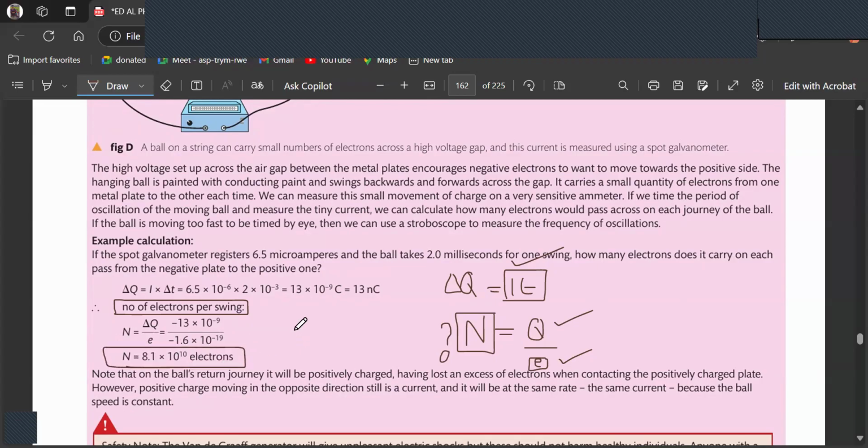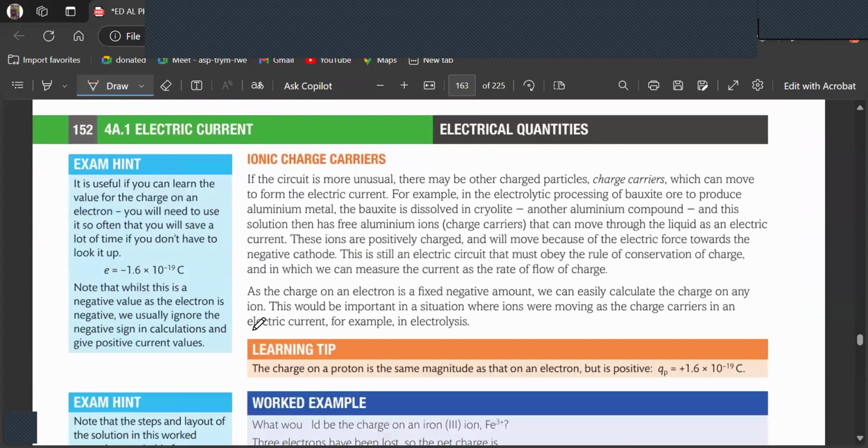Got it? So this was the current given, this was the time given. First multiply them, find the charge, then divide the charge by the charge of one electron, and you can find the total number of electrons as well.